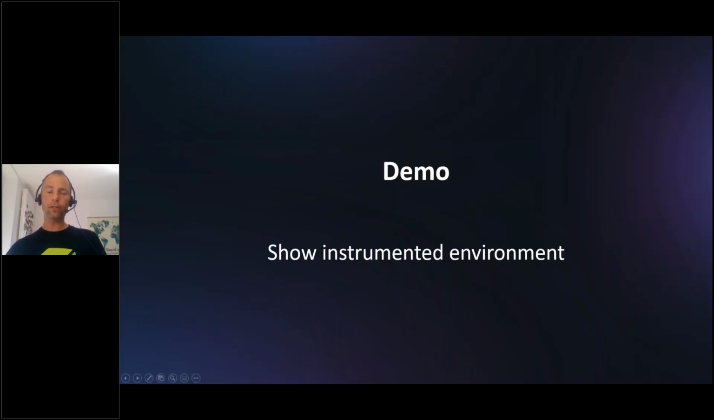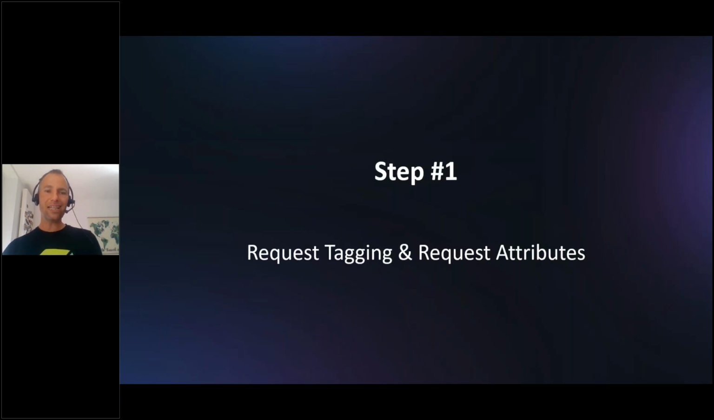So that was the first thing I wanted to show you. I showed you the instrumented environment. I installed the OneAgent. I didn't show this to you live, but I rolled out the OneAgent in the beginning. I launched my app, and that's it. The second step now is request tagging and request attributes.